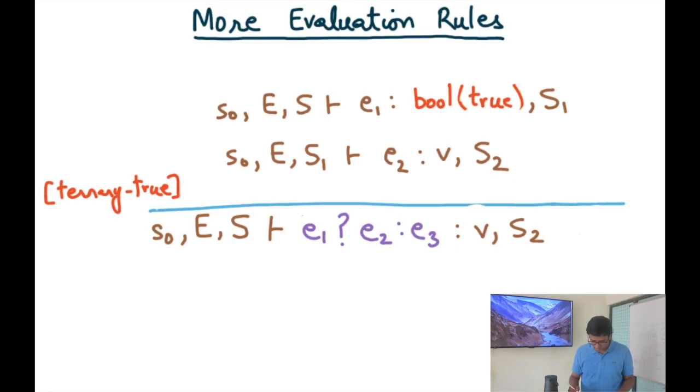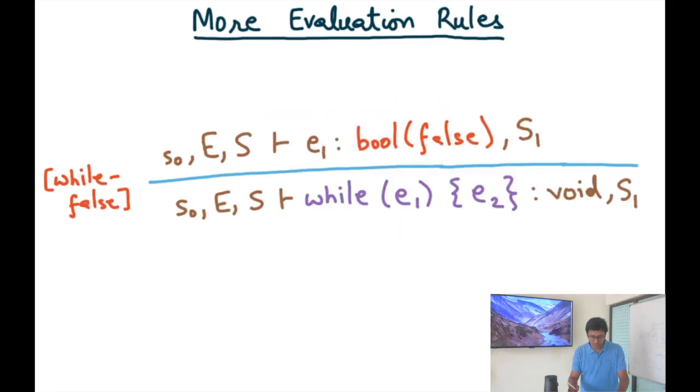So the other kind of dual rule to this is instead of true you have false returned by E1. And so instead of E2, you now evaluate E3 under the updated store S1. And now whatever is the value returned by the evaluation of E3 is the value returned by the whole expression. And the store is also updated accordingly by first evaluating E1 and then evaluating E3 on the updated store. So the final store is S2. Okay, so that's ternary false.